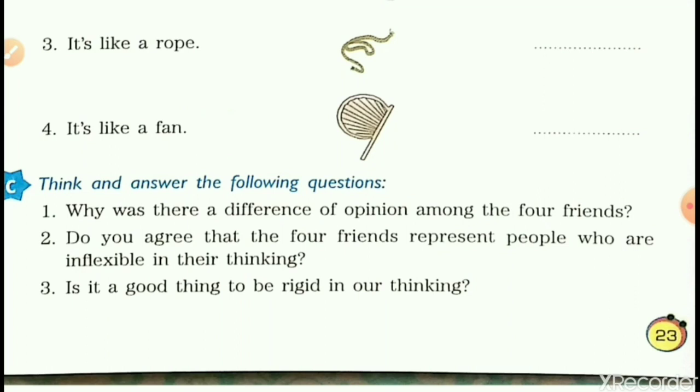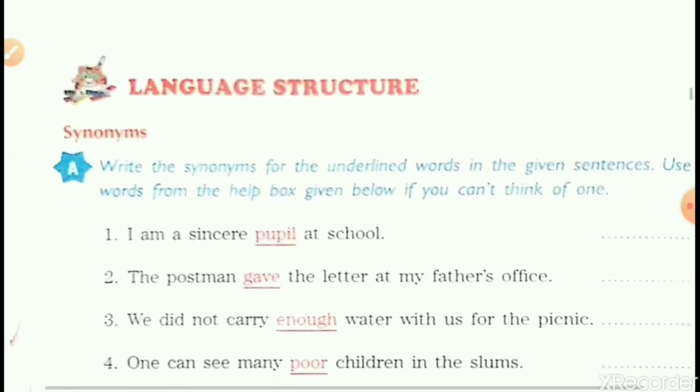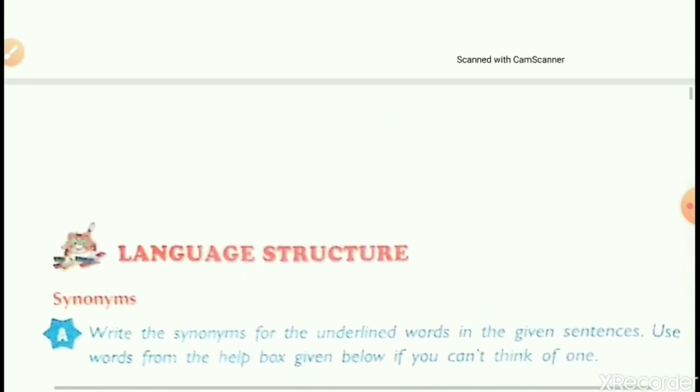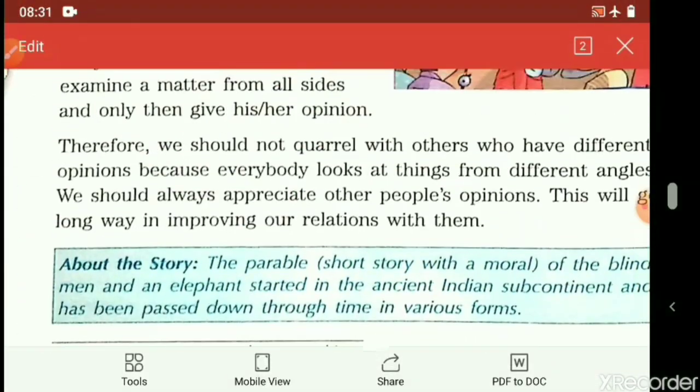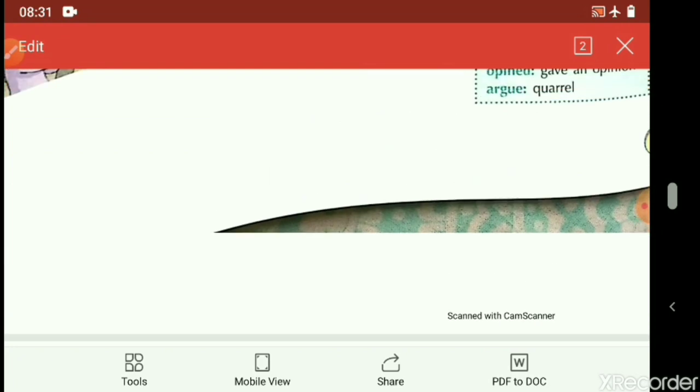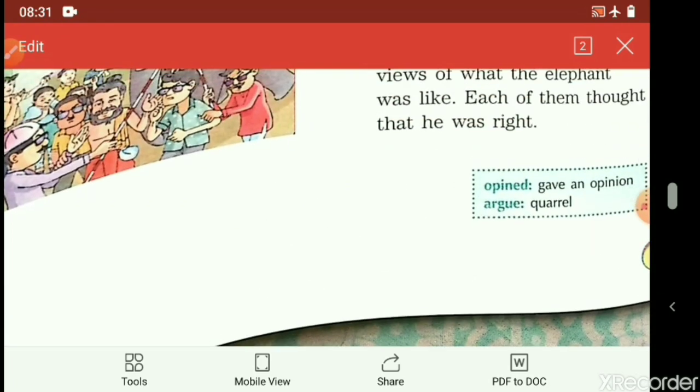Now, students, we have learned many new words from this lesson, and we have also framed sentences. So let's revise our sentences once again before we move to the exercise given on page number 24. The words which we have learned from the story are, first word was argue. The sentence on argue is, I'm not in the mood to argue. Second was opined. The teacher opined that the picnic would make a nice change. And opine means gave an opinion.